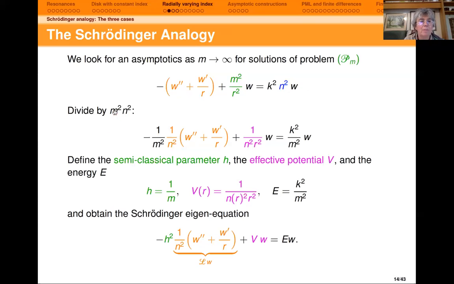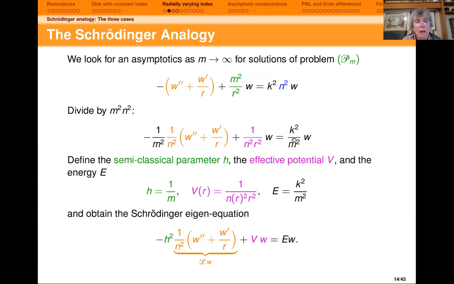You divide by M square, N square, where N is a function. You multiply by the left, and you obtain that. So here you have something which is a potential. The potential V of R is the effective potential. It is simply 1 divided by the optical index and R square.